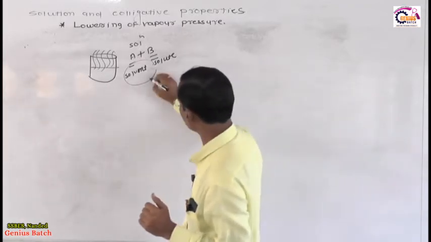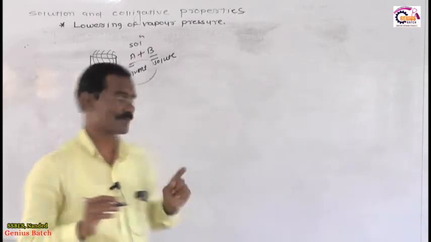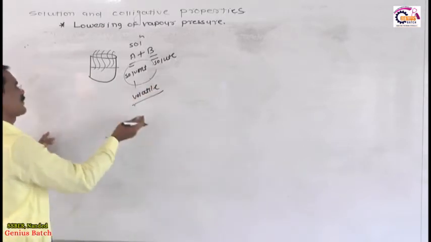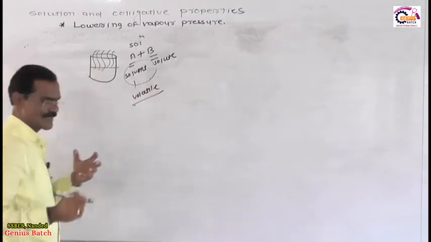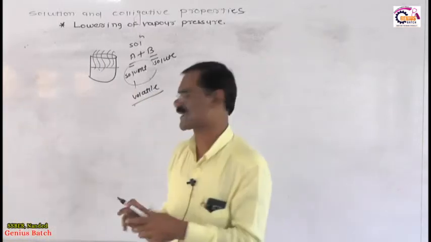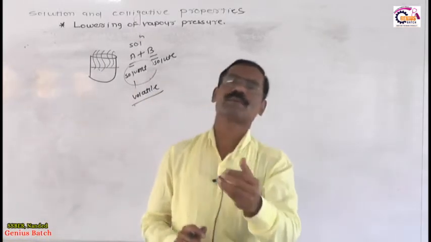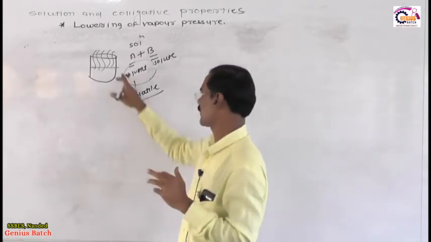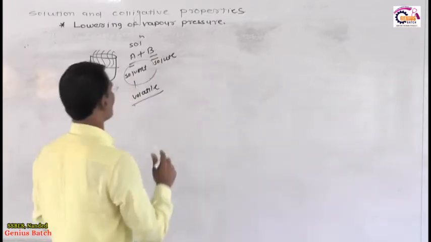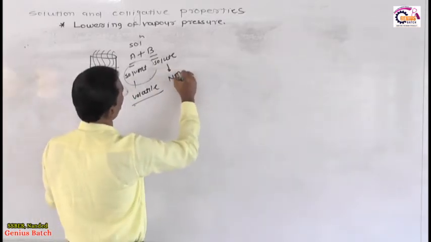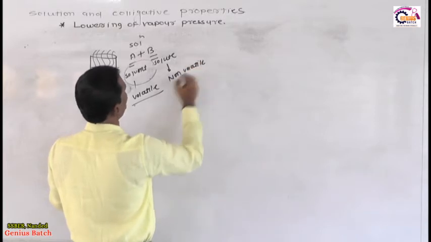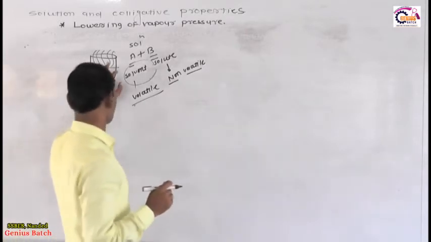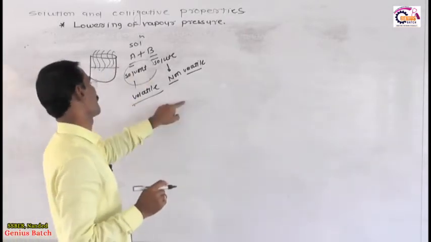Listen very carefully to what I am saying. If the solvent is volatile, it means the solvent has its own vapor pressure. What is vapor pressure? The pressure exerted due to vapors on the surface of liquid at equilibrium, because the solvent is volatile. Now we are going toward the solute. What about the solute? The solute is non-volatile. Is it okay? The solvent is volatile and the solute is non-volatile.